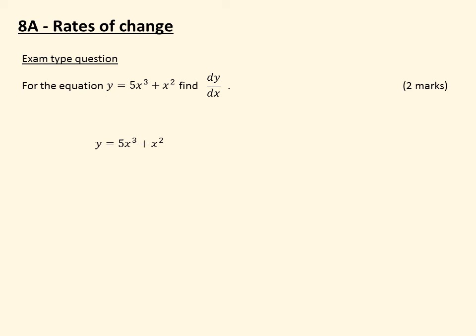Okay, to differentiate this, x cubed differentiates to 3x squared. We've got 5 lots of that. And x squared differentiates to 2x. So if we tidy this up, we have dy/dx equals 15x squared plus 2x.